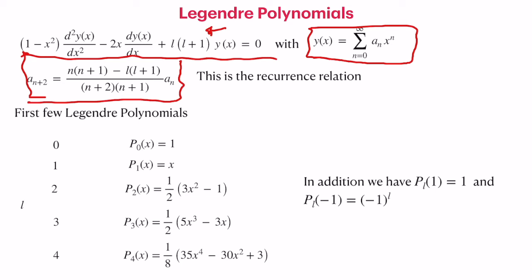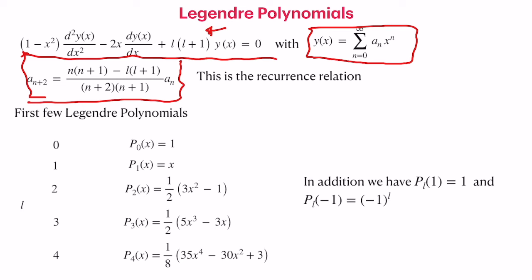We can easily obtain P2 and P4. The Legendre polynomial P2 is given by half into 3x square minus 1, and P4 is given by 1 by 8 into 35x to the power 4 minus 30x square plus 3. Now there is another odd term that remains independent of the even term. So we also need to give A1 in this case.